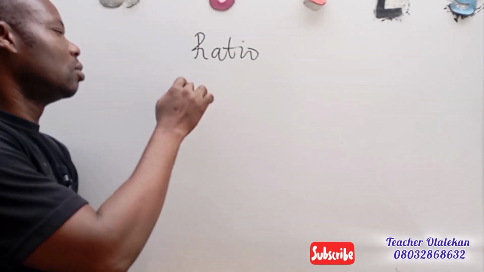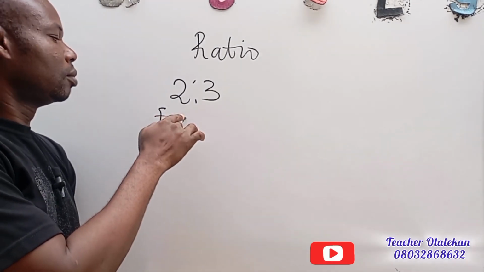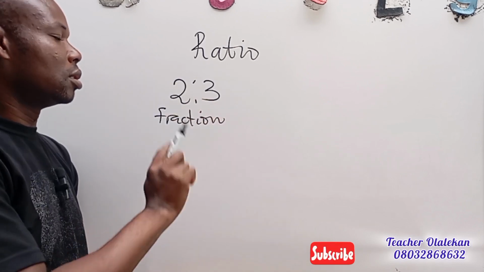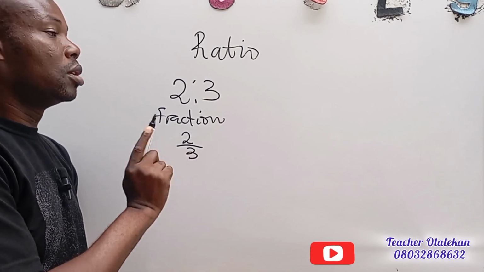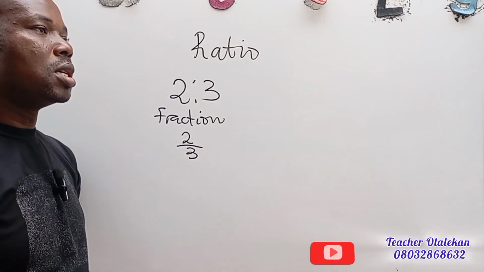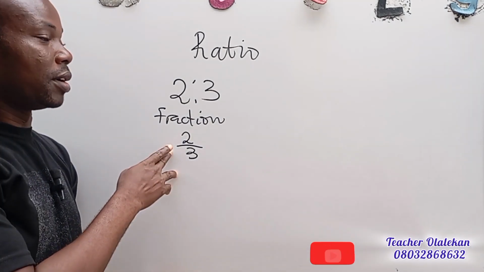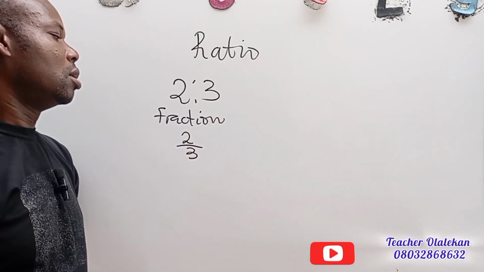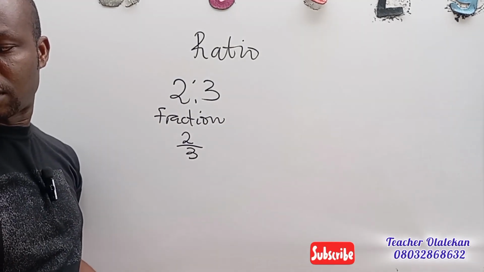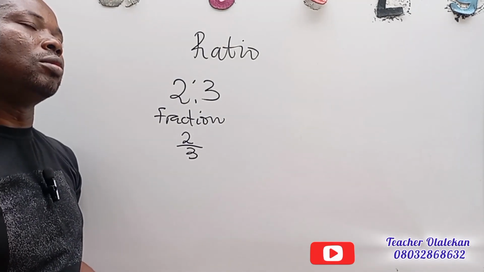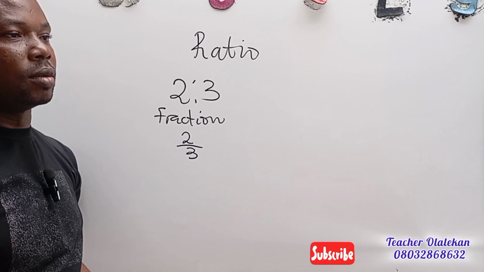When we have something like 2 ratio 3, a ratio is synonymous to a fraction. So 2 ratio 3 is the same thing as 2 over 3. A ratio is also synonymous to a decimal. Since it is a fraction, we may take it to decimal as well, but we are not interested in taking it to decimal here. So let's just understand that a ratio compares two fractions, and ratios are better in their lowest term.